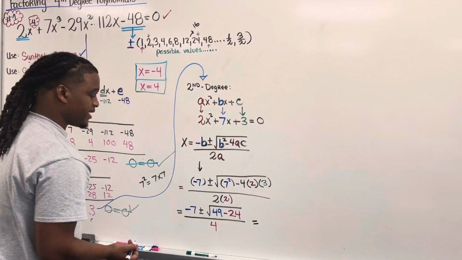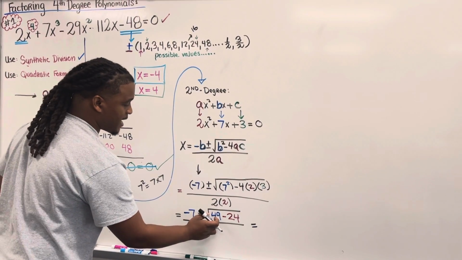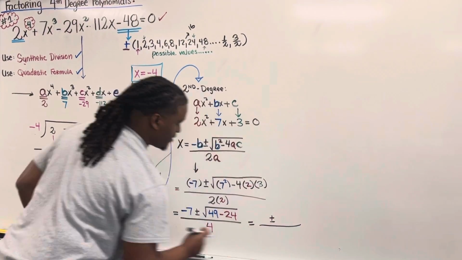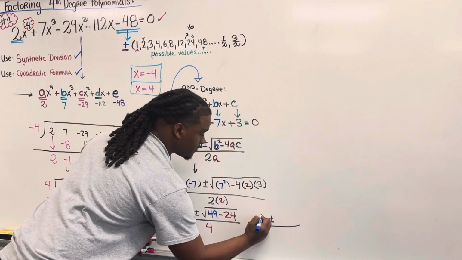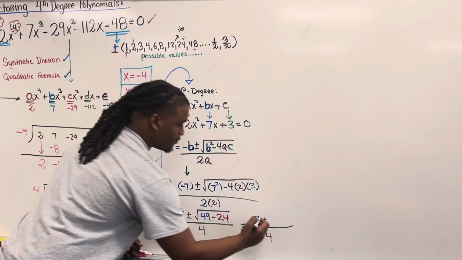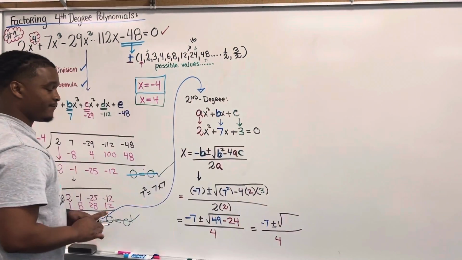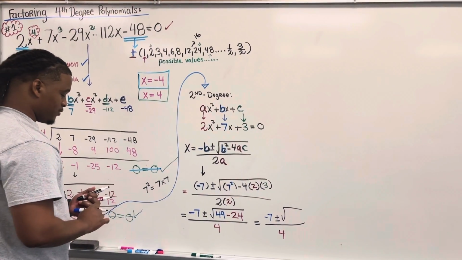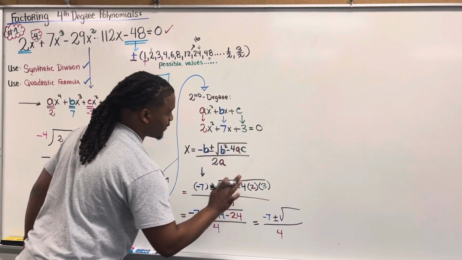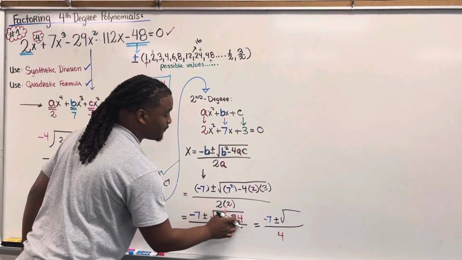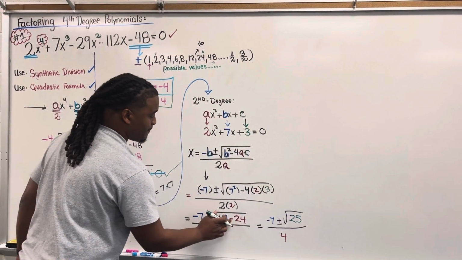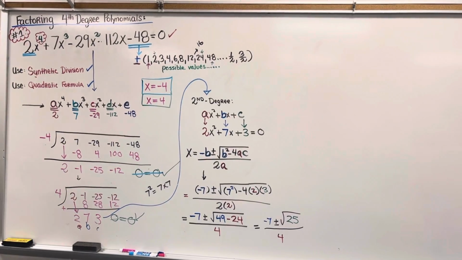So now the only thing that we need to simplify is everything that's inside the square root sign. Once again, everything on the outside stays the same. I still have a negative 7, everything over 4. And then the square root of 49 minus 25 equals 24. 49 minus 24, my bad. 49 minus 24 equals 25.